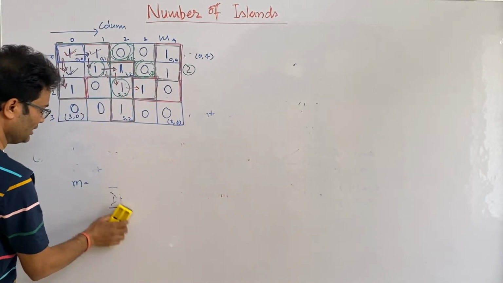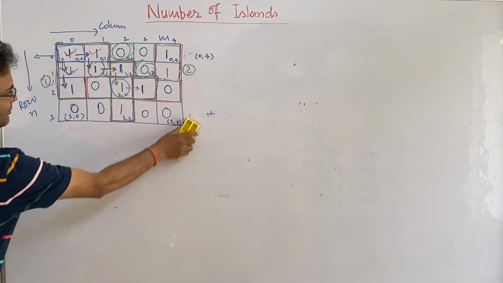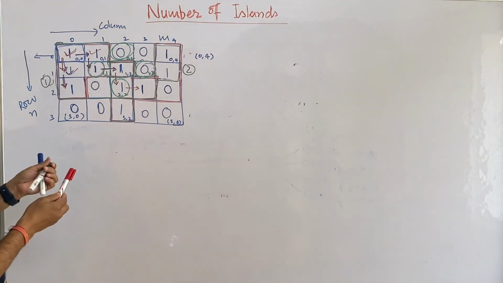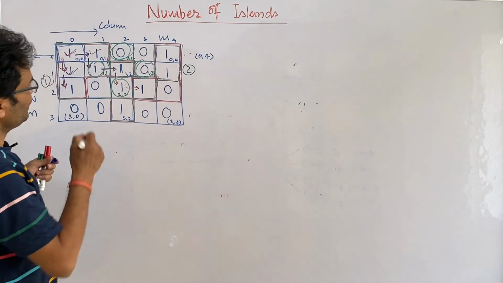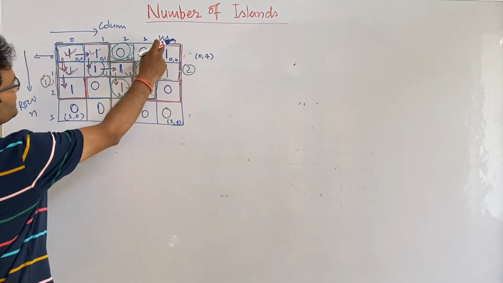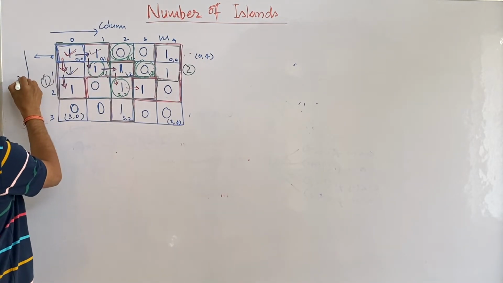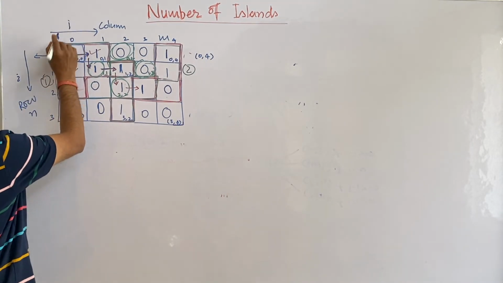It's very easy. If you have any problem, just revisit the video again. We will find out what we are doing here. So obviously, as I said, this is the m and this is the n size, right? And I will use one counter, i for the row and j for the column.